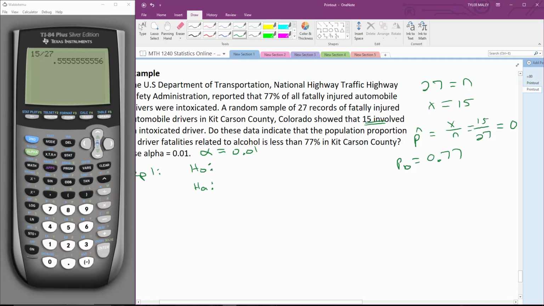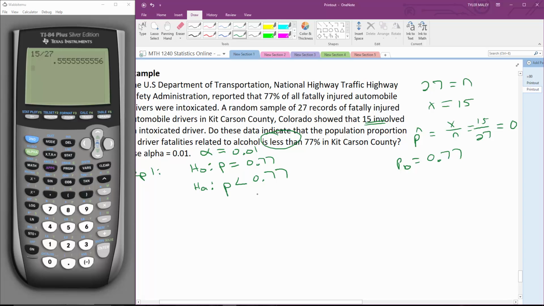So my null hypothesis is that my population parameter p is equal to 0.77, equal to p naught, right? My alternate hypothesis, we want to test if it's less than, so we're testing if p is less than 0.77, right? So that's step one.